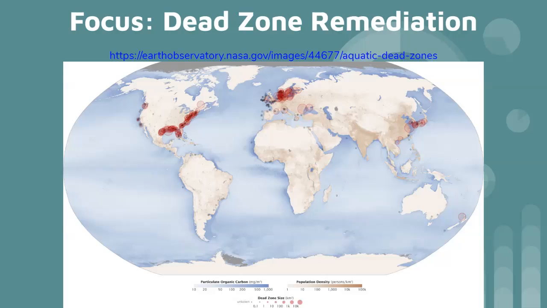Before I begin, take a moment to look at the image. The circles outlined in red are dead zones of a known size, and the gray circles are unmeasured dead zones.